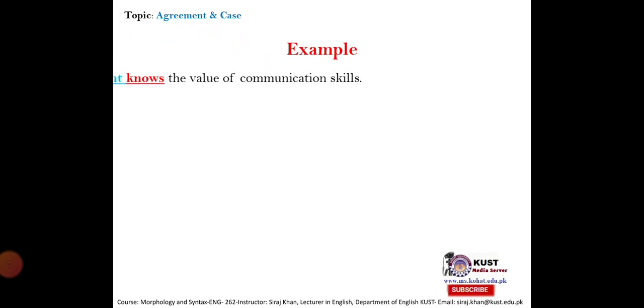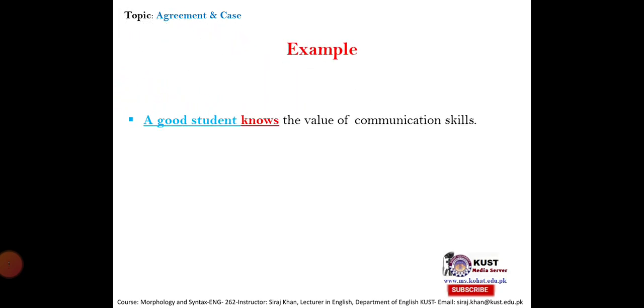Some examples here. A student knows the value of communication skills. Here, a student is the subject, and knows is the verb. So, a good student is a singular subject followed by a singular verb here. The subject is singular, so it takes a singular verb.